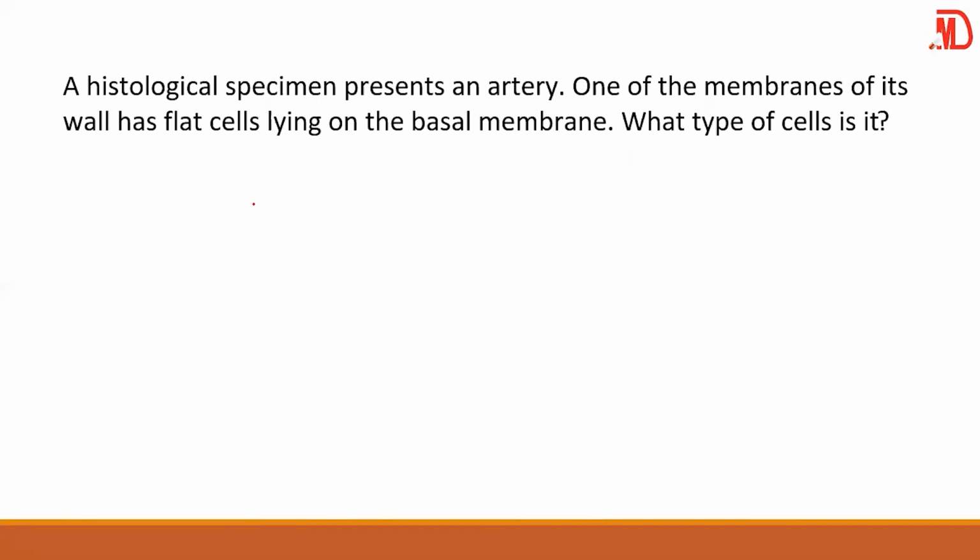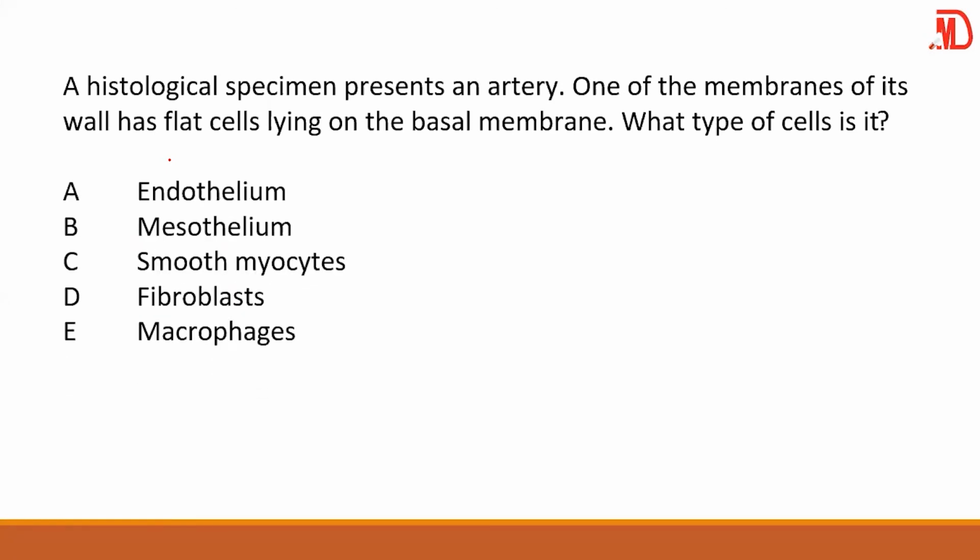One of the membranes of its wall has flat cells lying on the basal membrane. Now, when we say basal, again, that's what? The lining, the base, isn't it? So now, when an artery has substance found on the base of the membrane, what type of cell are you thinking about? I mentioned earlier on that every vessel is lined by what? Endothelial cells. I made mention about it.